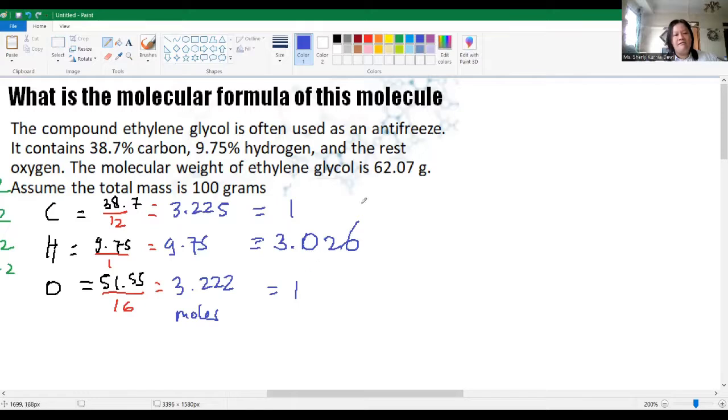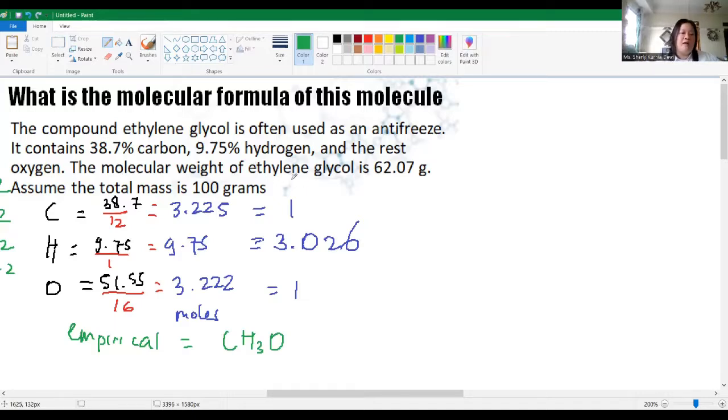Okay, and then therefore, we can quote the empirical formula is CH3O.